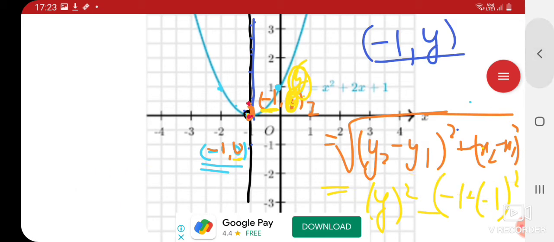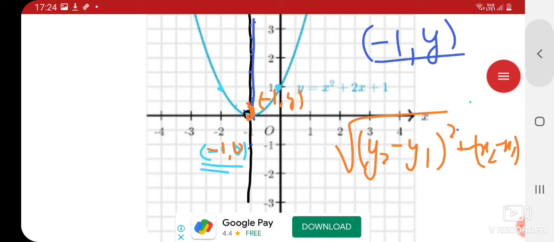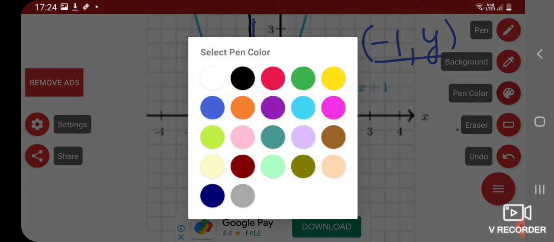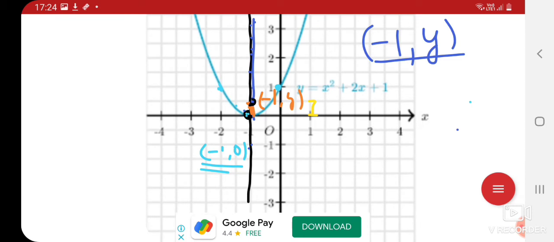Okay, up to here there is no problem, right? Now you came to know that the distance from this minus 1 comma y to this minus 1 comma 0 is y, right? The distance from here to here is y. Okay, so now what I need to do is that I know the distance from this point, let's suppose this point here, to this point, right?